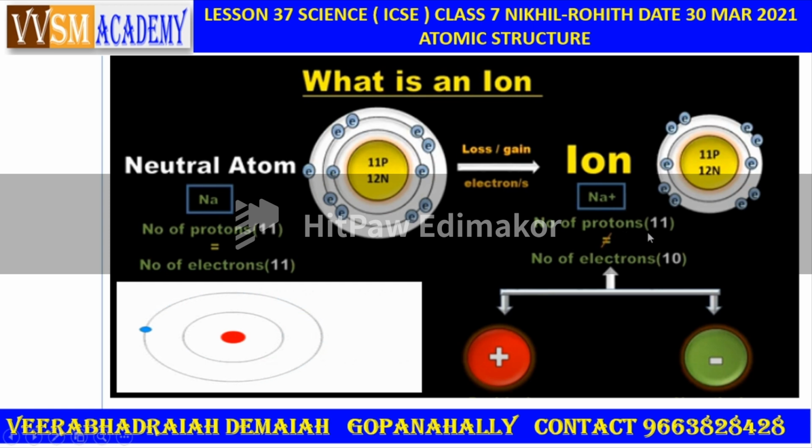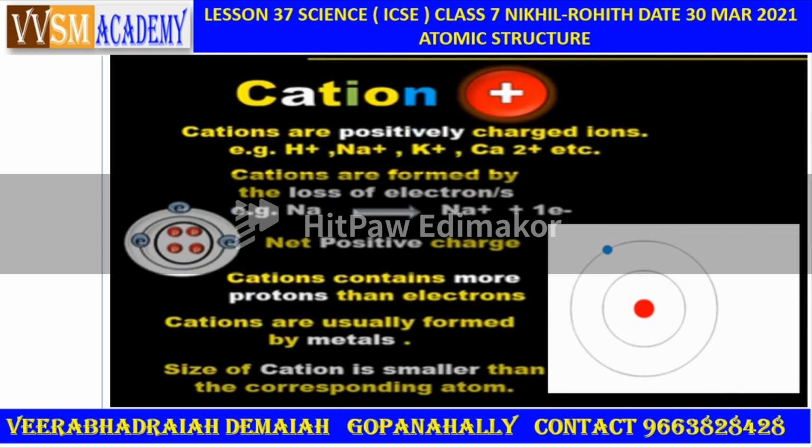The number of protons is 11. It is not equal to the number of electrons because one electron has been lost from the outermost orbital, which is a valence electron, my dear friends. So the number of electrons is only 10. Now coming to ions, it may be a positive ion, it may be a negative ion.